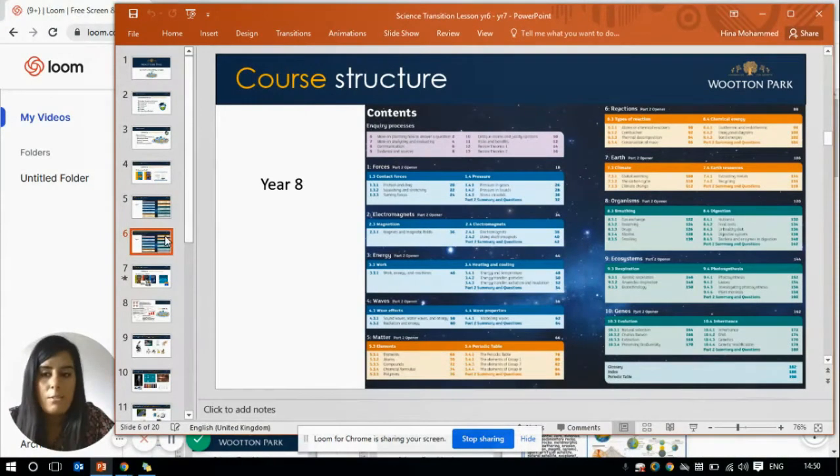In Year 8, the topics are the same, but they're just extended onto different parts. So things like within forces, we start to look at pressure. Within chemistry, we start to look at the periodic table. So it is an extension of some exciting topics to cover.